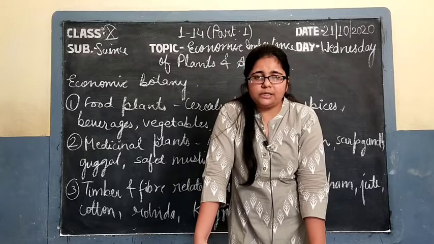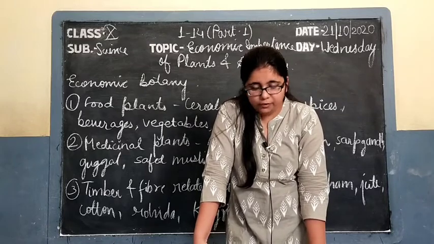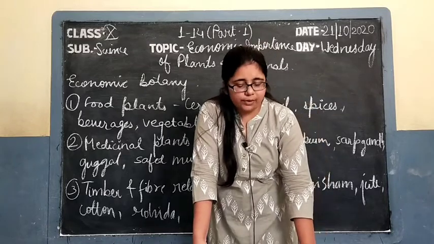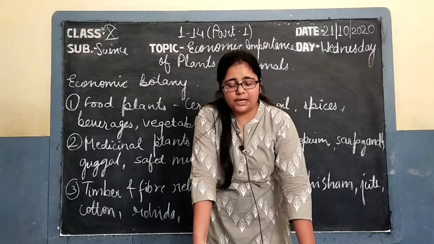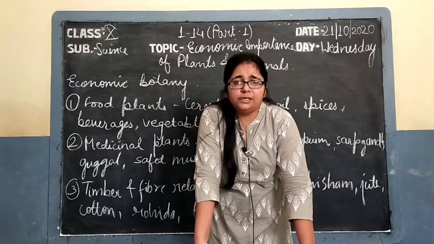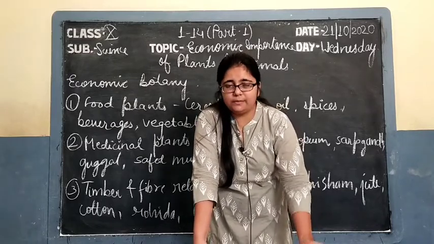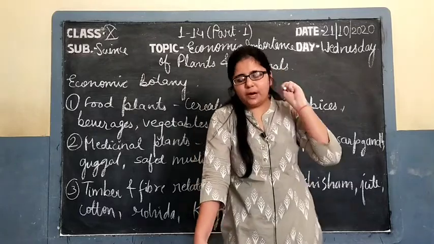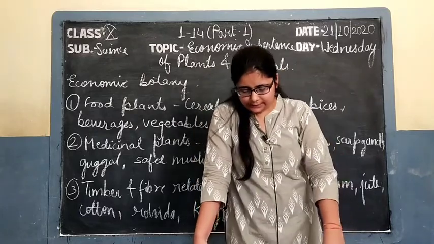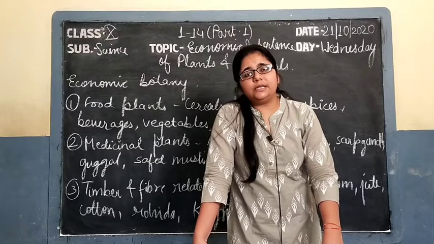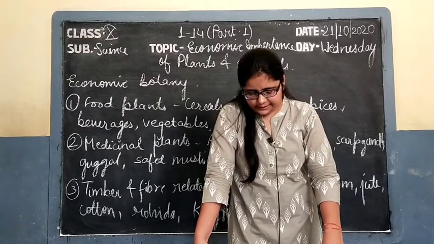Then comes the plants in which medicinal values are obtained from their leaves. First one is aloe, that is Aloe vera, known as guar patha. Second one is ocimum, that is tulsi, Ocimum sanctum, and the third one is brahmi, that is Centella asiatica. So these are the plants in which medicinal values are present in their leaves.